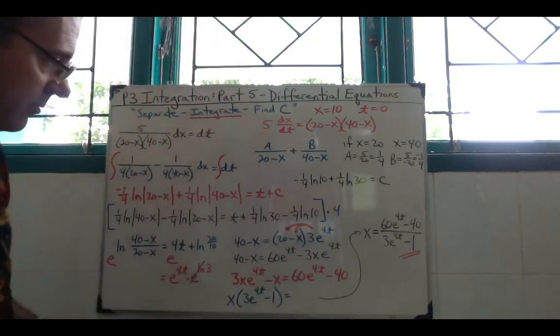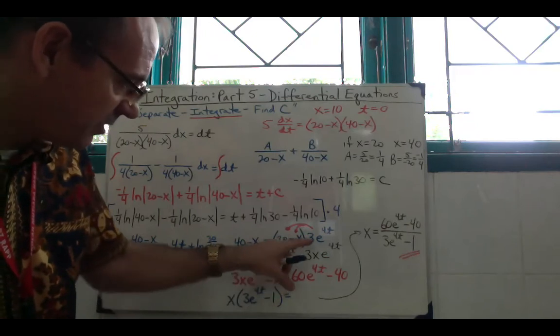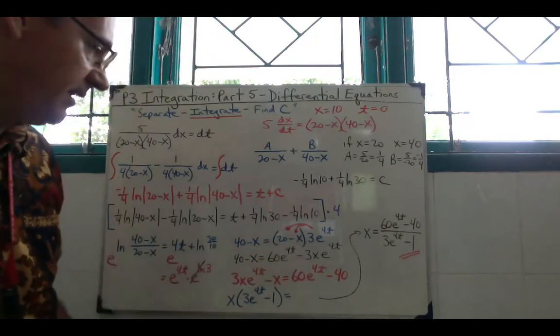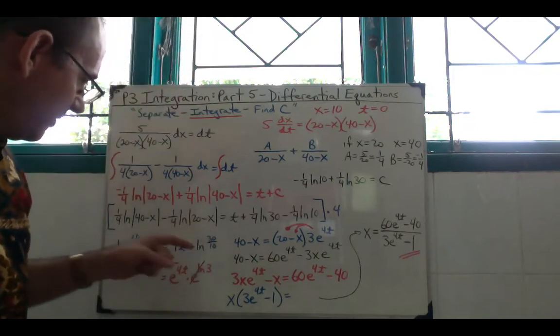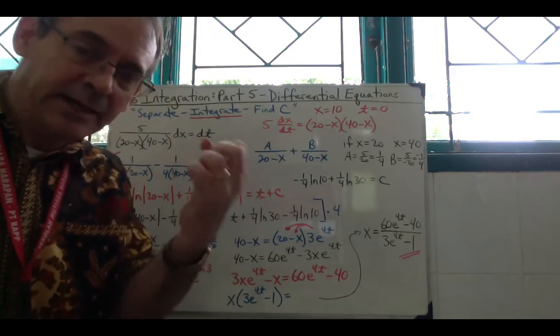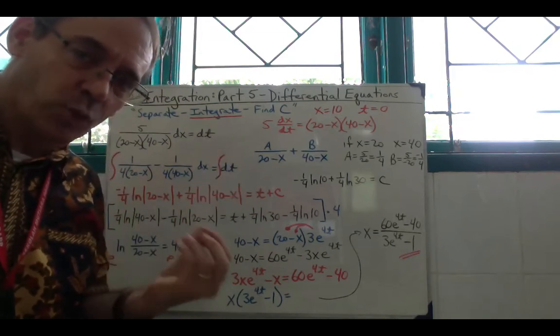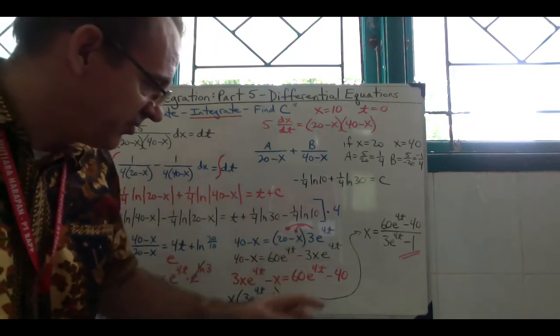So we're going to distribute. That gives us 60e^(4t) minus 3xe^(4t). Our goal here is that we don't want an x in the numerator and denominator. We need to solidify and combine that x into one term. So first we have to multiply it to the other side, distribute it.